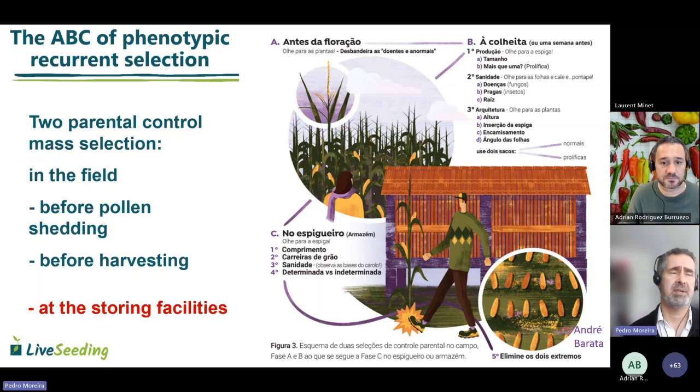And then sometimes if it's prolific or not. And also quite important is where the insertion of the ear occurs. Where is the site in the plant? We don't want the insertion of the ear to be too high, because it puts a big strain on the plant to not break, and it's much harder for the farmer to collect these ears. Another aspect could be the angle of the leaves.